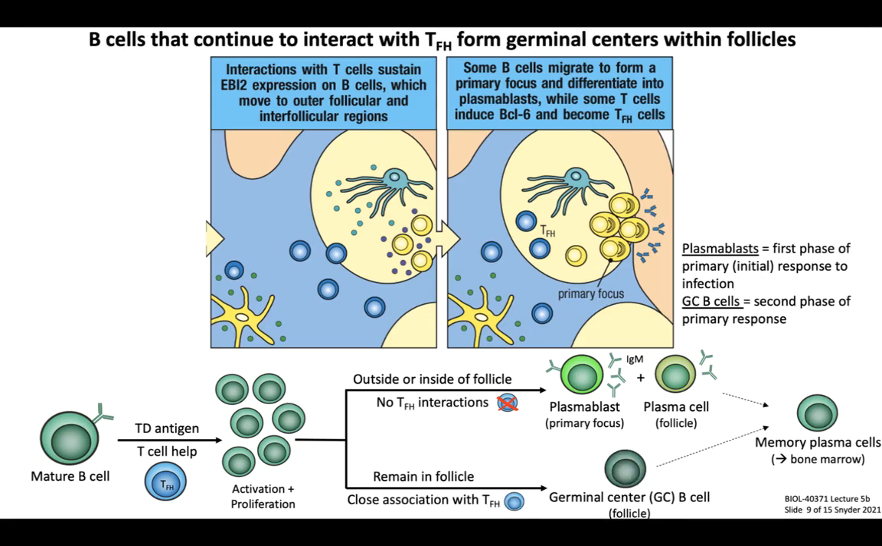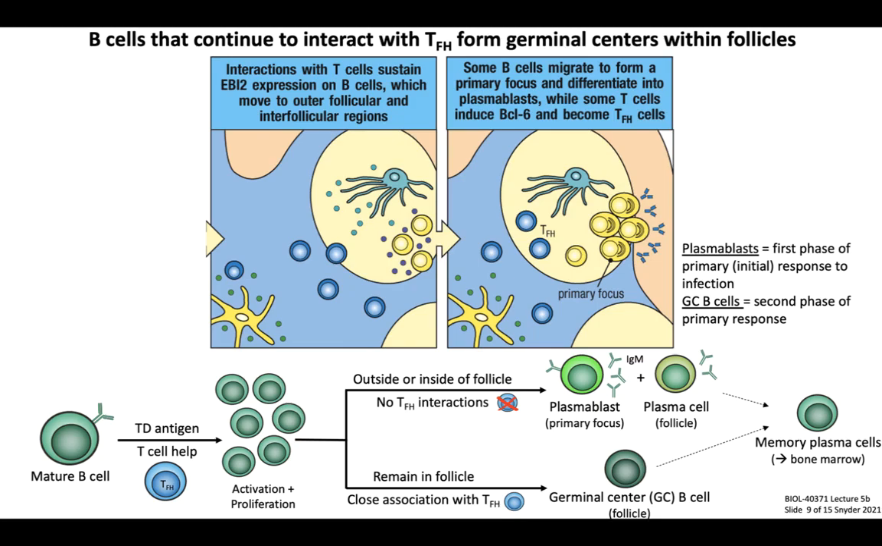The second pathway that B cells can go down at this point is one where they remain in the follicle in close association with the T follicular helper cells that provided T cell help. Here, both B cells and TFH cells form something called the germinal center, or GC, which represents the second phase of the primary B cell response to infection.